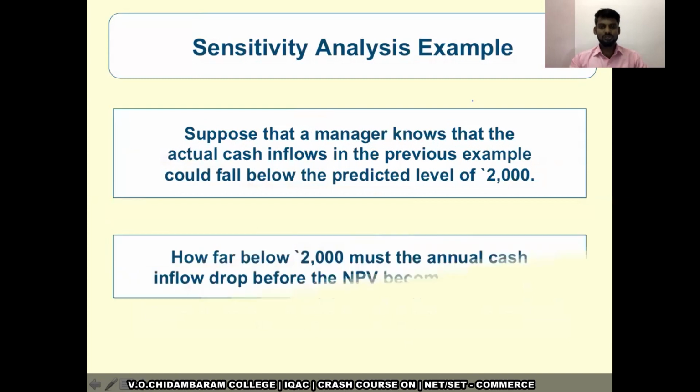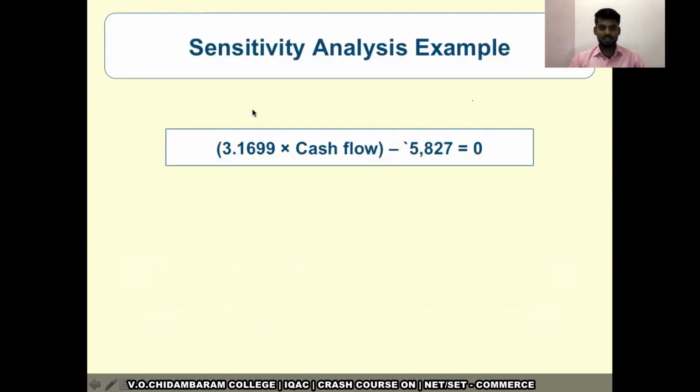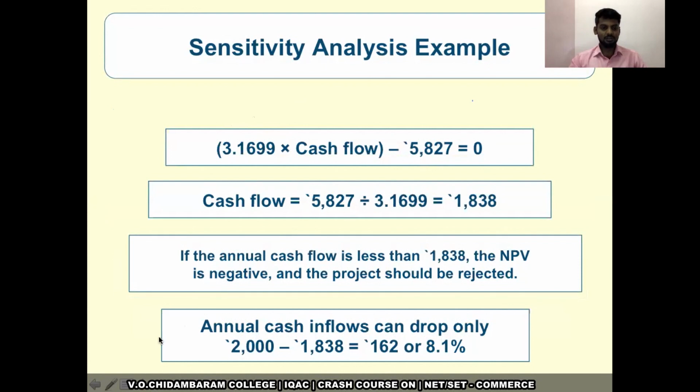Suppose a manager knows that the actual cash flows in the previous example could fall below the predicted level. If the predicted amount is 2,000 rupees, and it comes less than 2,000 rupees, what would happen? Okay, so we have to go through it. Sensitivity analysis. We are taking the annuity table value, as we said in the earlier example. Why do we take the annuity value? Because the cash flows are even throughout the year.